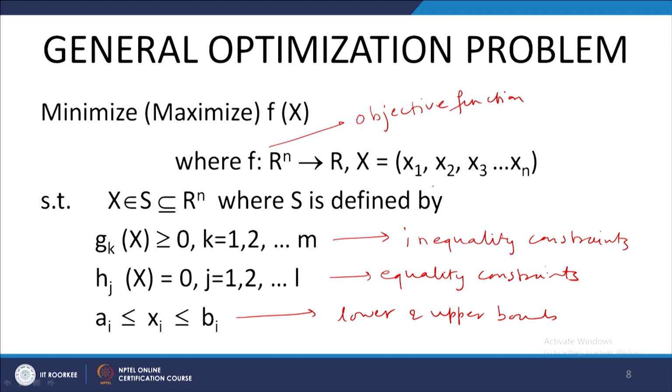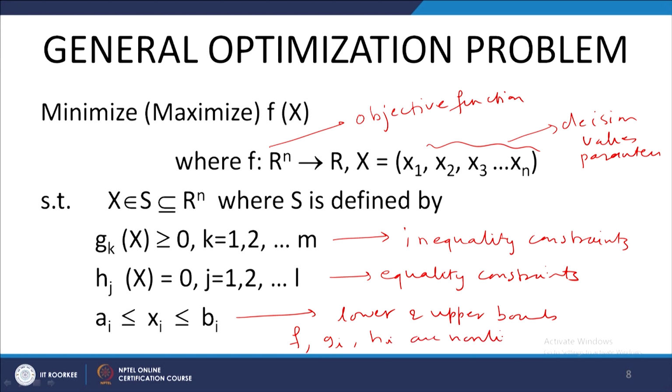and of course, each of these x1, x2, they are called the decision parameters, decision values or decision parameters. These are the ones that have to be determined. Now, in general, all these functions are real valued functions, and they are in general non-linear. So, in general f, g_i, h_j are non-linear. As a special case, when they are linear, then the problem is called a linear optimization problem or a linear programming problem.